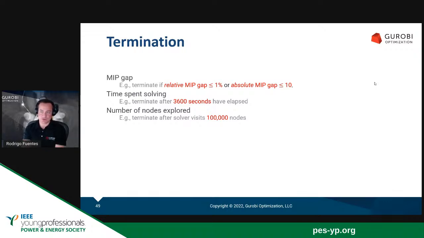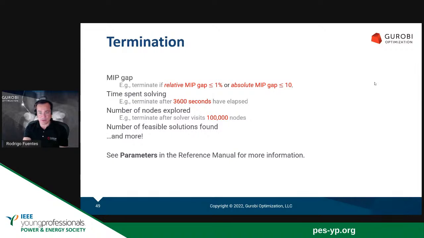You can also pass the number of nodes. So in some cases, some users don't care so much about the time or the gap. They have an idea of the problem size. Because they have an understanding of how big the problem is, they say, okay, if I explore at least 100,000 nodes, I know that I've explored the portion of the problem that I'm interested in, and then I can terminate the algorithm. Or the number of feasible solutions. I mean, there are different ways to terminate the algorithm, and you can see this in the reference manual, or you can ask me after the call for more information. Okay.